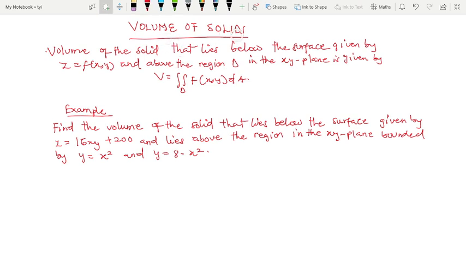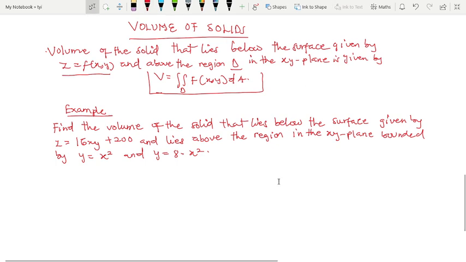In this video, I'll be taking you through volume of solids. So it says the volume of a solid that lies below a surface given by z is equal to a function of x, y and above a region D in the xy plane is given by the double integral over the region D of the function dA. So this is generally how to find the volume of any solid created by a surface and a region in the xy plane, right?